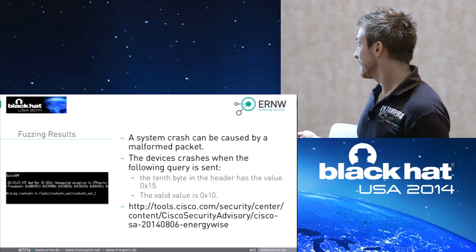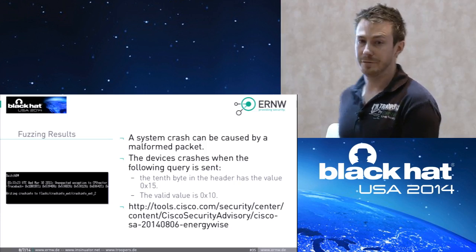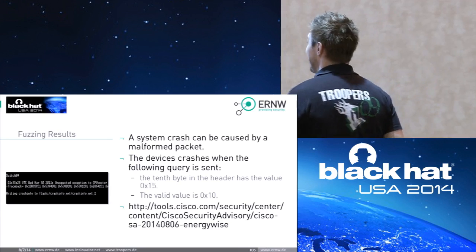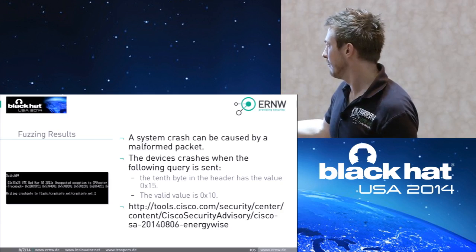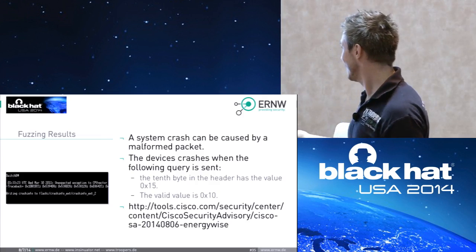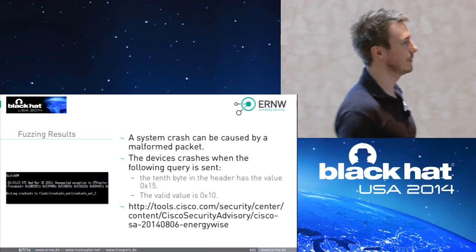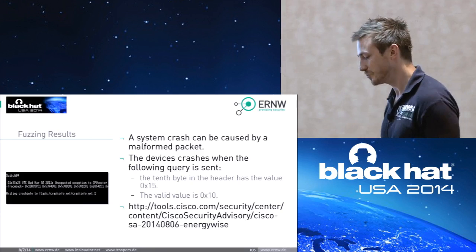So the query that needs to be sent has the 10th byte in the header set to hex 15, while the valid value is hex 10. The funny thing is, we did not really find out what this byte is used for so far. So we only saw values defaulting to 10. So also there might be some hidden EnergyWise functionality that we did not discover yet.